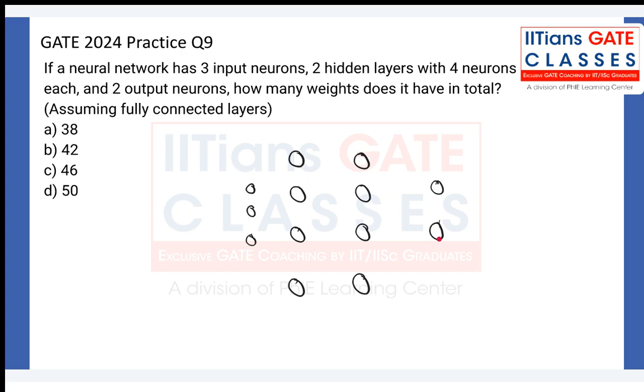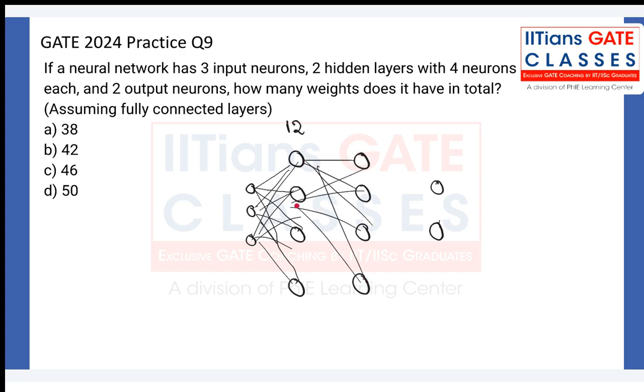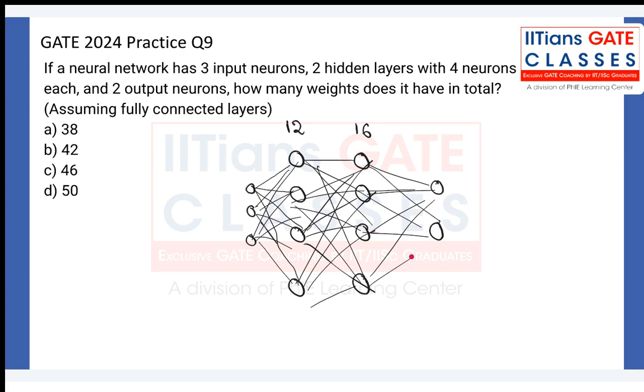So first, this will be connected with all 4. This will be connected with all 4. This will be connected with all 4, right? So here we have 12. Hold on, there is one more thing here. Now this is connected to all 4, all 4, all 4, all 4, and all 4. This is 16. This is connected to 4, 4, so 8. So how many weights are there in total? There are 36 weights in total. Is that enough? Is this the answer?